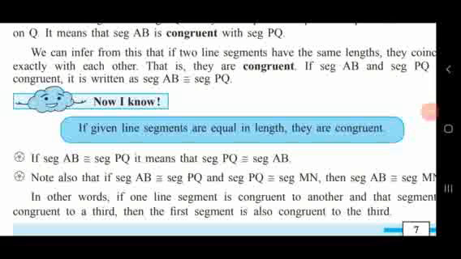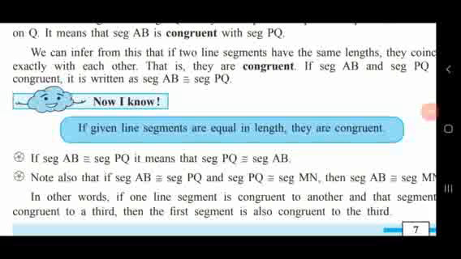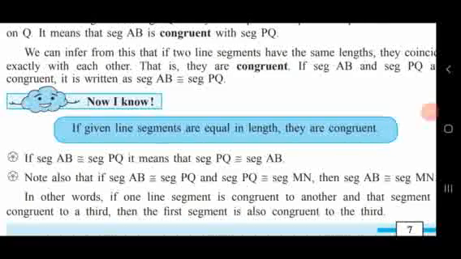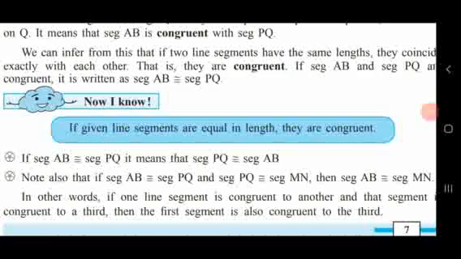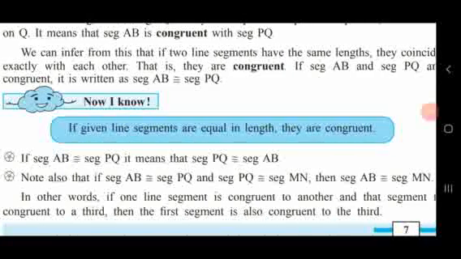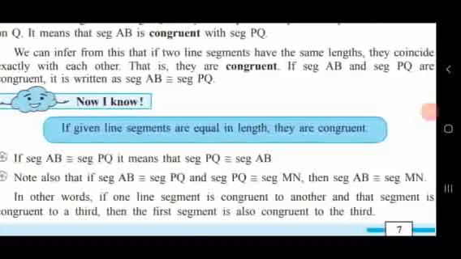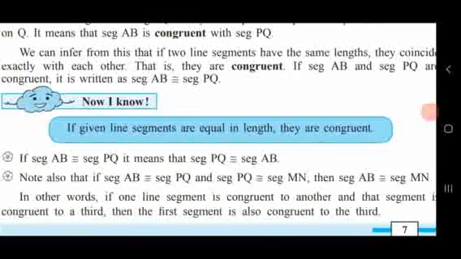Note that if segment AB is congruent to segment PQ, and also segment PQ is congruent to segment MN, then segment AB is congruent to segment MN. In other words, if one line segment is congruent to another and that segment is congruent to a third, then the first segment is also congruent to the third.